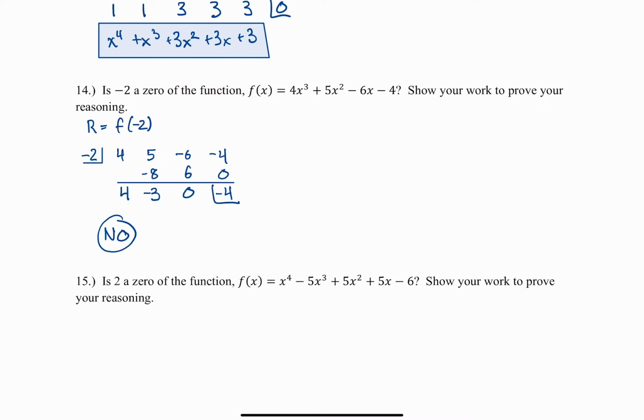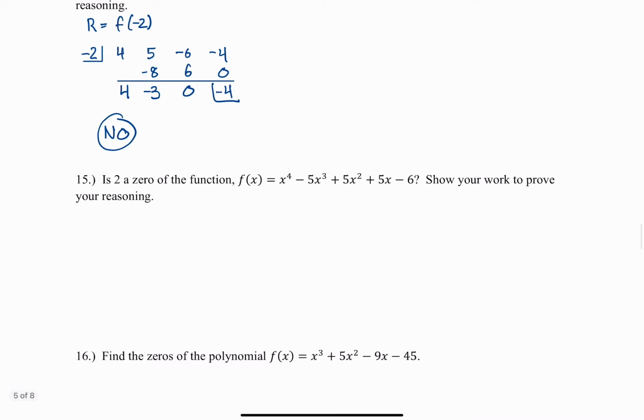All right. Not much different about number 15. I would encourage you to go ahead and try that. And if you get a remainder of 0, indeed it is going to be a 0. 2 would be a 0.